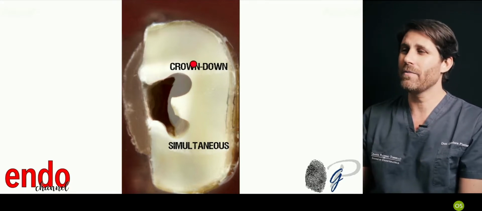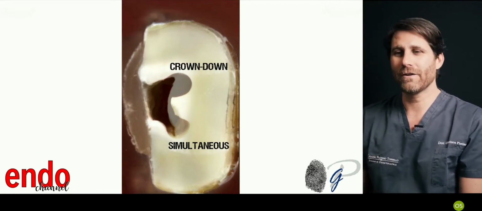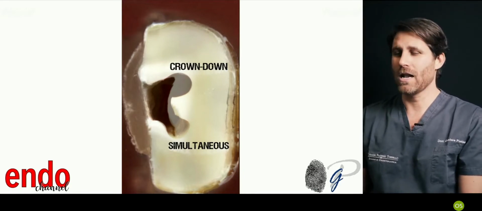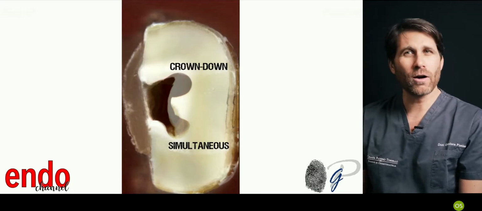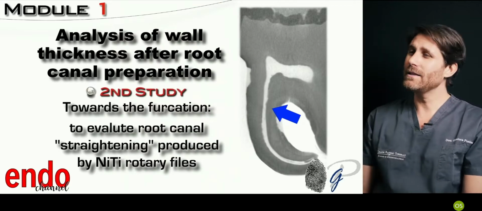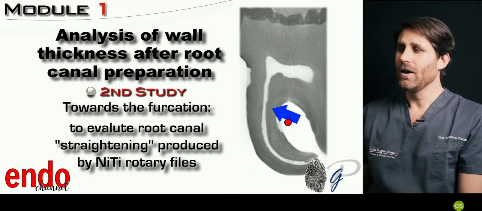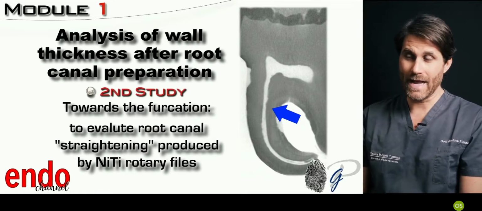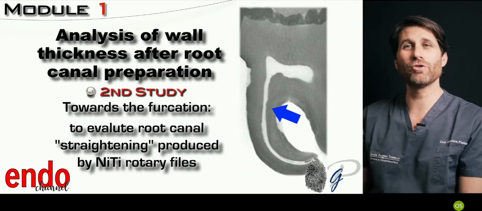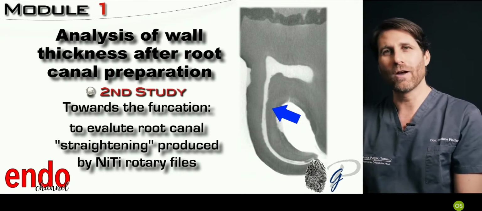In one canal we have prepared with the classic crown down approach, the other canal with this more conservative approach with which we can save coronal dentin above the root canal orifice. So no need for an early coronal enlargement. In the second study of this series, we have measured the wall thickness in the inner side of the root towards the furcation, to evaluate if the root canal may be straightened by this conservative approach, by starting mechanical instrumentation without any early coronal removal of the interferences.